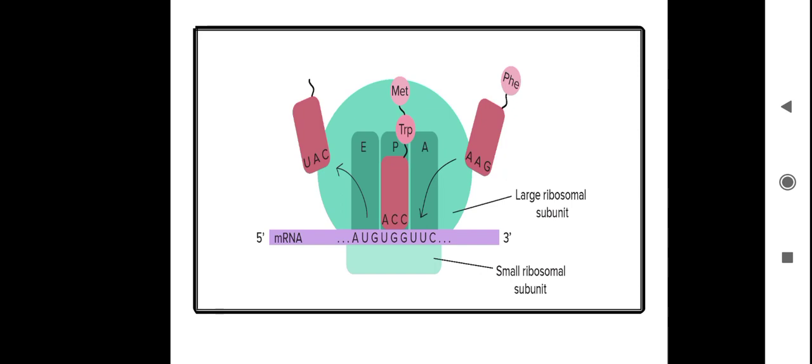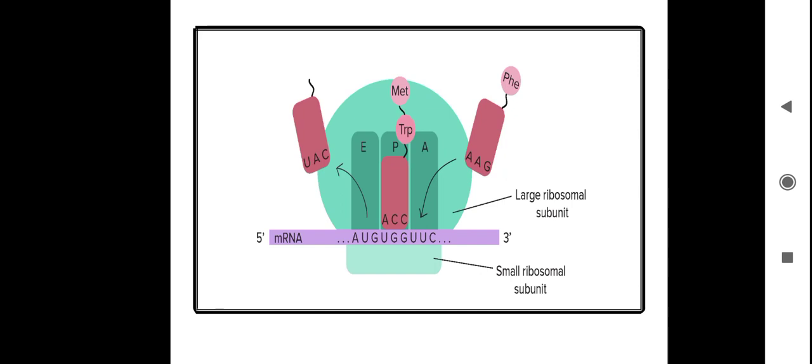And the E site is the site from which the inactivated form of the tRNA, the deacylated tRNA molecule, is removed, whenever it has transferred its amino acid to the P site. So here is the function of this small ribosomal subunit.